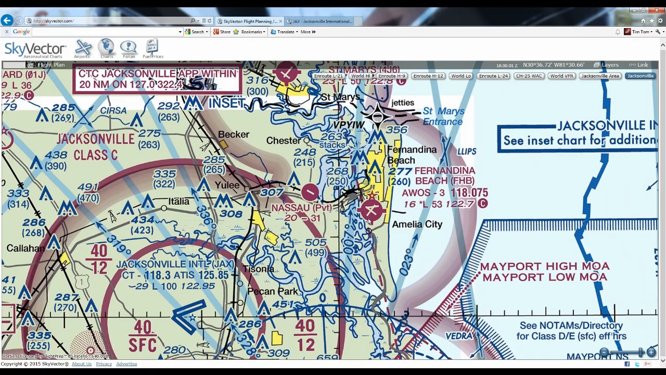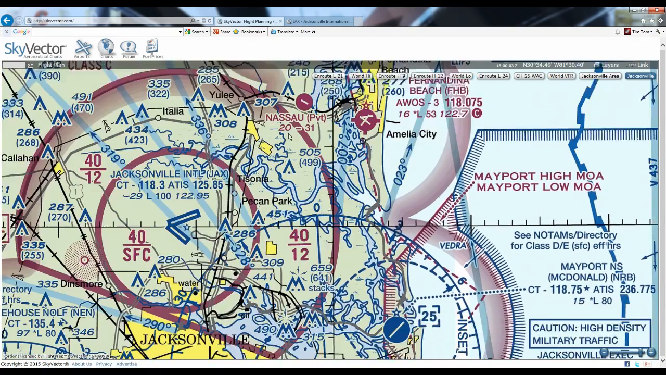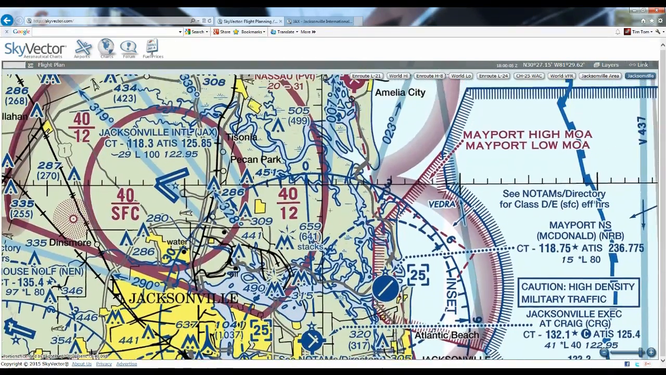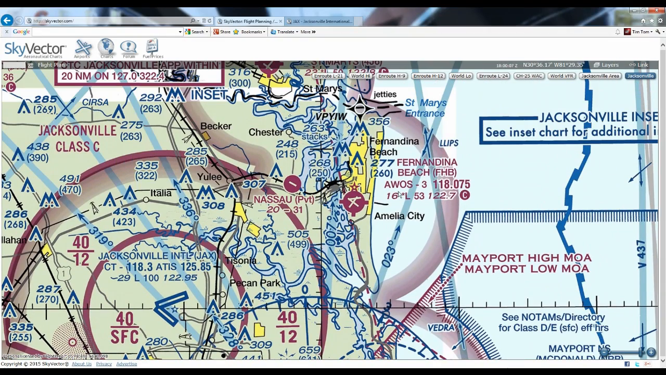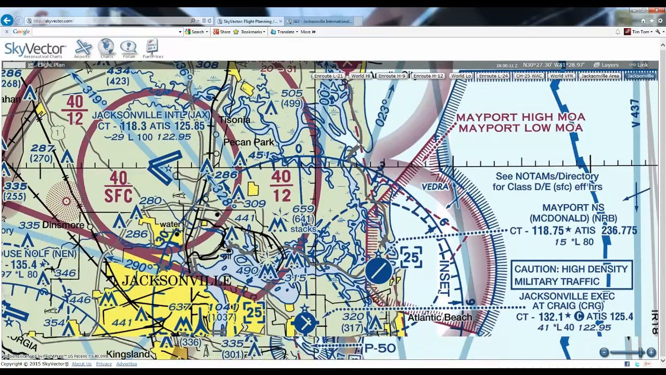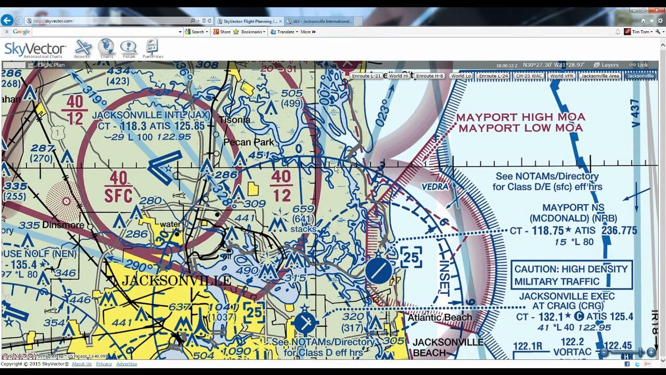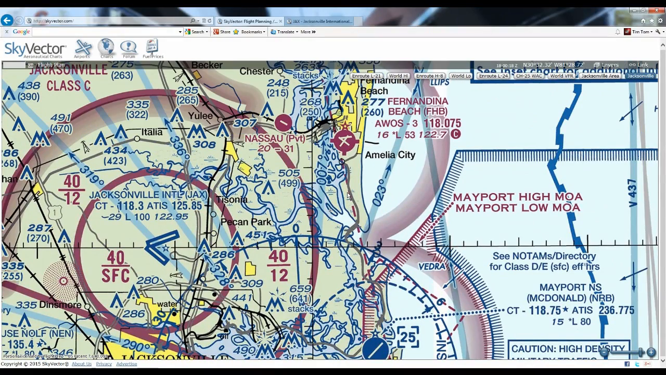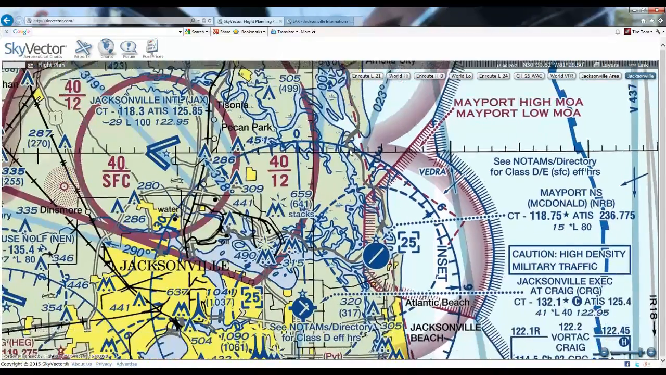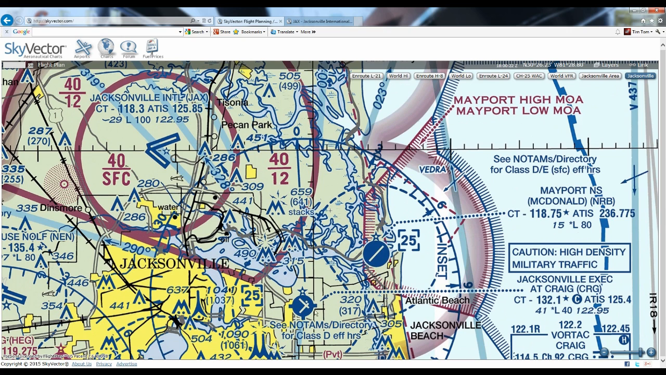Well, we see it's a maroon color. Now, the color, as you saw, these airports here are blue, but maroon is something else. This one's a maroon. Well, the color denotes whether or not it has a control tower on it. Now, that doesn't mean it has a control tower all the time. I'll show you an example in a second. But here, Craig Municipal and Mayport have control towers.